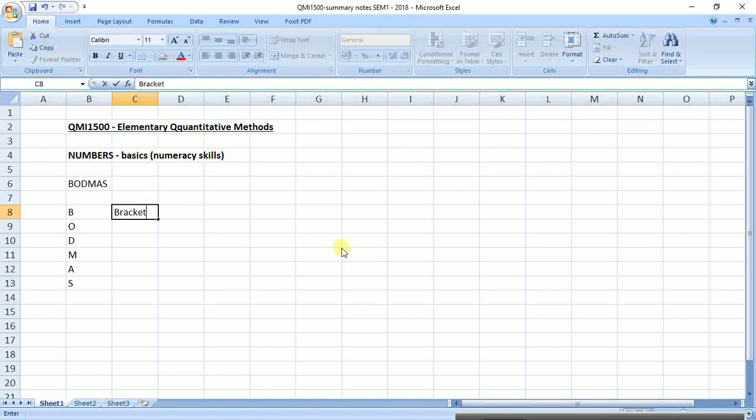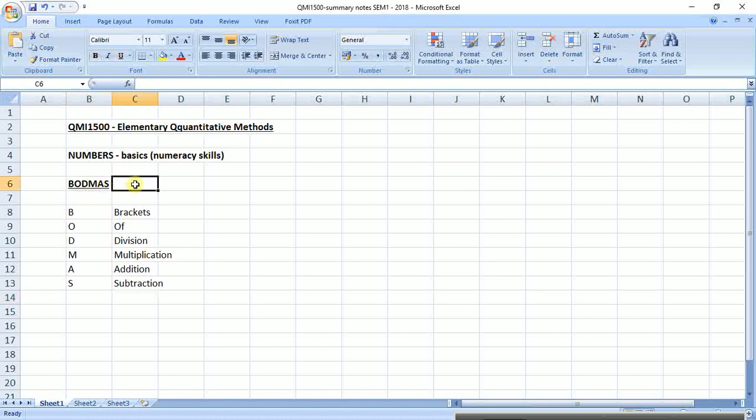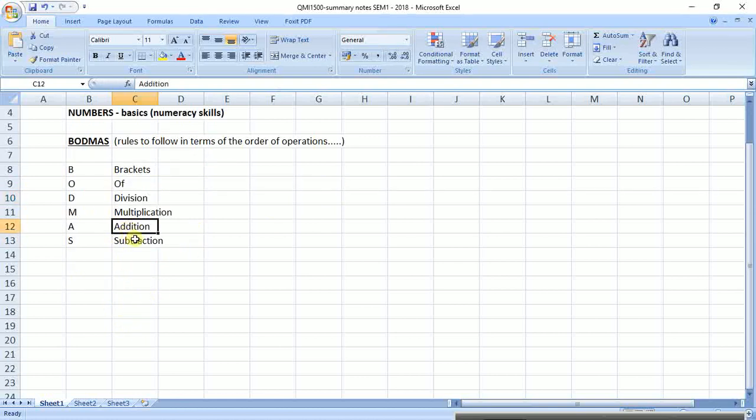BODMAS is brackets, of, division, multiplication, addition, and subtraction. That's BODMAS. So what does BODMAS do? BODMAS gives you rules to follow in terms of the order of operations. When I say order of operations, I mean if I have division and multiplication and addition and subtraction all together.